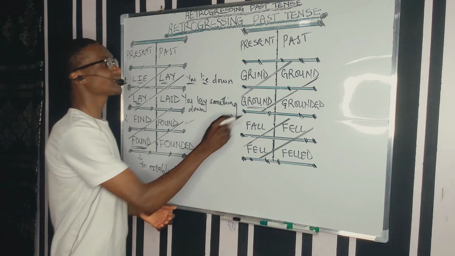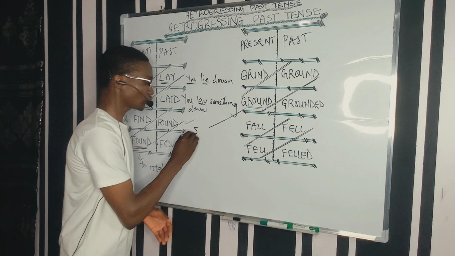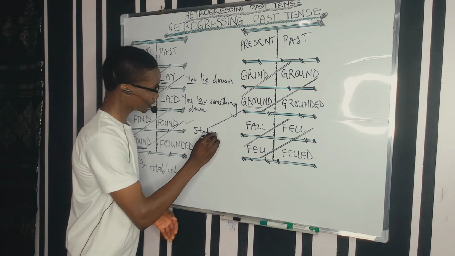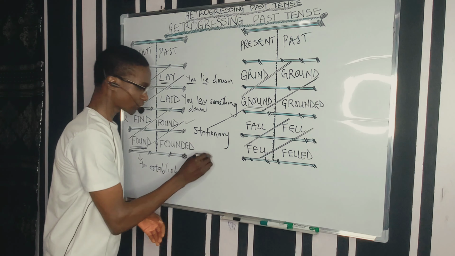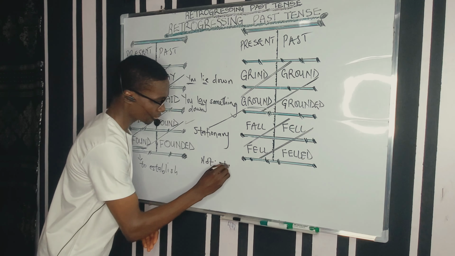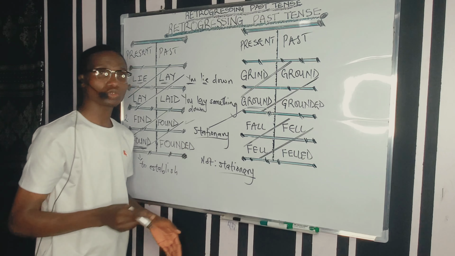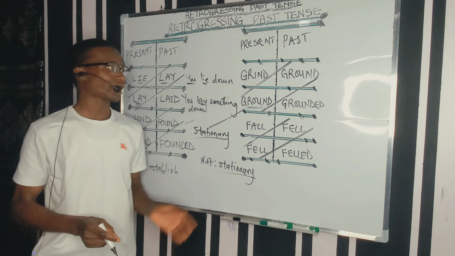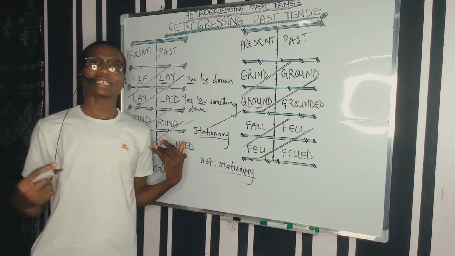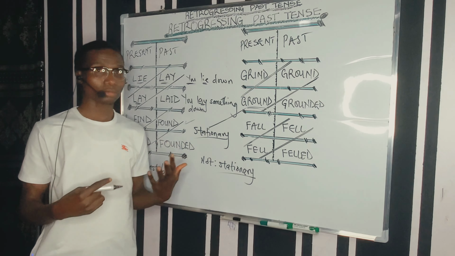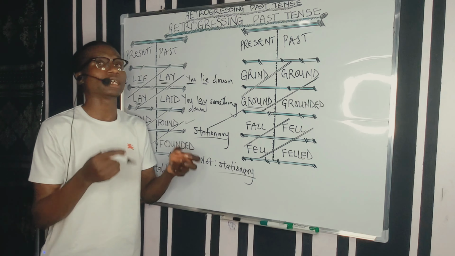So this ground means to be stationary. And notice the word stationary. To be stationary means to be in a particular position. And this is usually used by the Westerners. Maybe to punish their kids for a wrong done, they use the word ground. You are grounded. When they say you are grounded, that means you are not allowed to move out of the house. You can't go anywhere. That's the word ground. So that's why I use stationary.